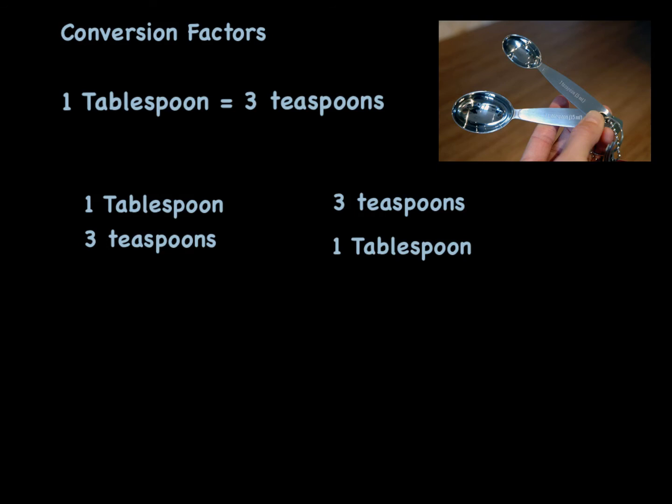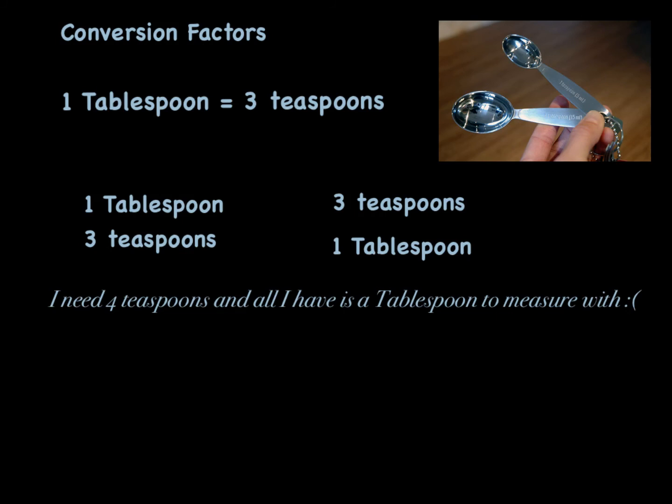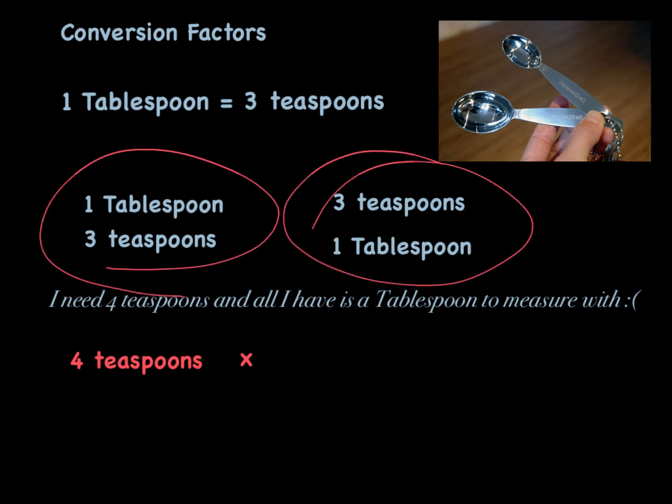Let's say that I'm baking, and the recipe calls for 4 teaspoons of baking powder. But I don't have a teaspoon. All I have is a tablespoon to measure with. I'll start with my given quantity, 4 teaspoons. Then I'm going to multiply it by one of these conversion factors.